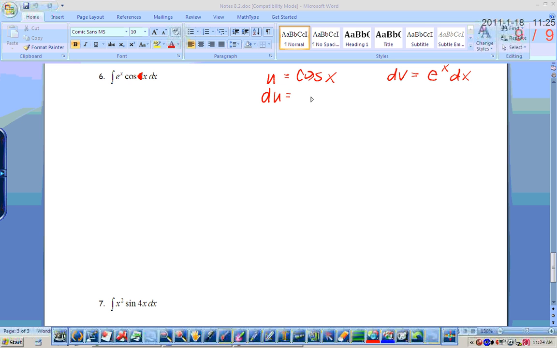All right, so what's du going to be? Negative sine x. What's v going to be? E to the x. No dx. Okay, uv is e to the x cosine x, minus the integral of v du. I'm going to pull the negative out and make it plus the integral of e to the x sine x. Okay, Harry, why'd you say oh no? Okay, we're going to have to do it again.